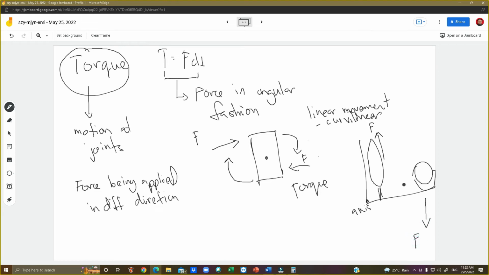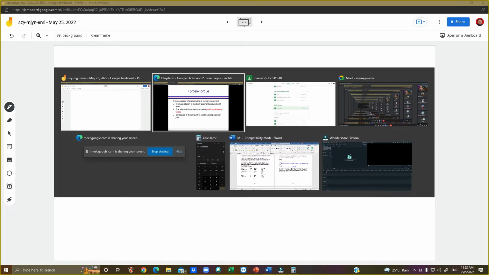Dua jenis torque, two amounts of force being acted upon the system in different directions. So this is an example of torque. Most of human motion involves torque. Alright. Itu berkenaan dengan force and torque.